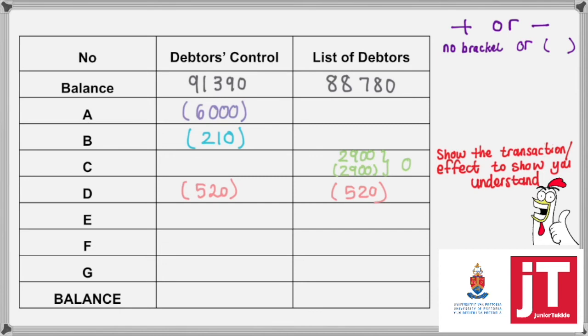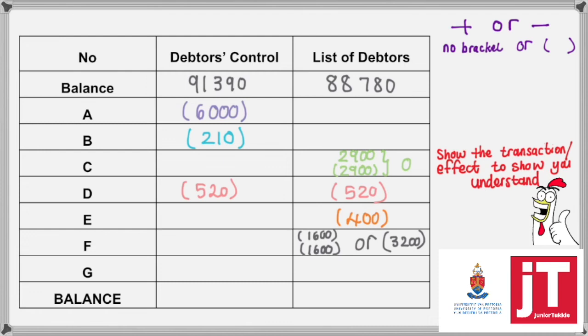Then there was a transaction that was completely left out. So in other words, there was a return that was not recorded at all. So we have to put in a minus 520 Rand for the debtors control and a 520 minus on the list. Number E is where I did not record the 400 Rand discount in Hope's account. Hope's account is the list, so I must minus off or put in brackets 400 Rand on the list column.